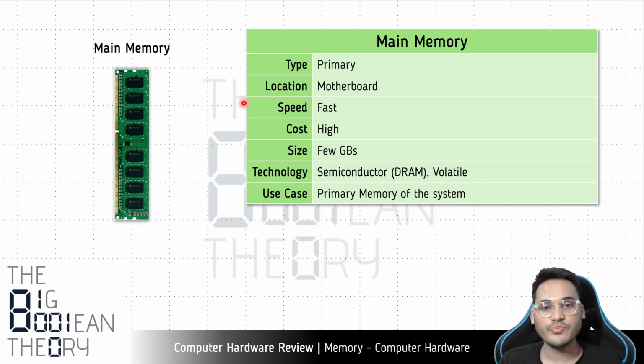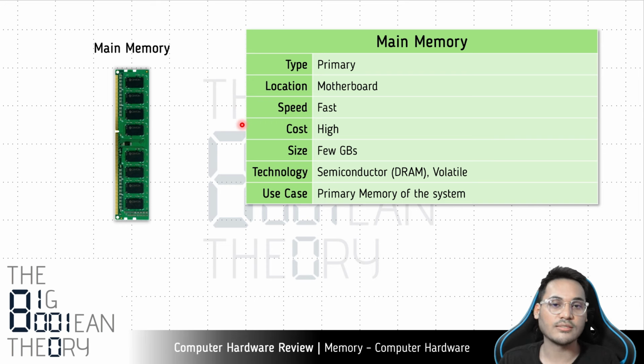Then let's talk about the speed. So main memory is still fast. We said that the main memory is slow, and that is why we need a cache memory. But if you compare this with the very slow secondary memory and tertiary memory, it's still fast. Then the cost of the main memory is high.